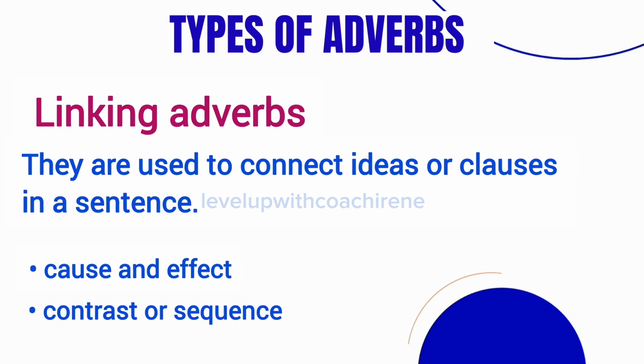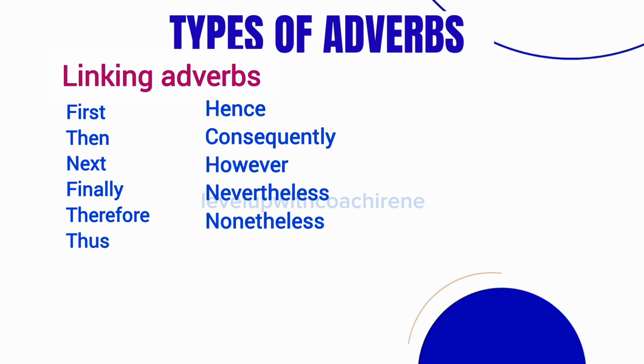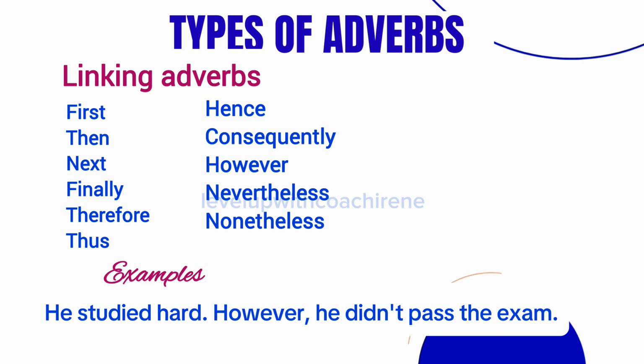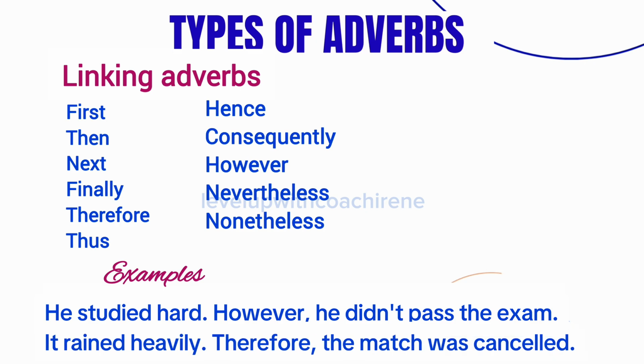Some linking adverbs include first, then, next, finally, therefore, thus, hence, consequently, however, nevertheless, nonetheless. For example, he studied hard, however, he didn't pass the exam. It rained heavily, therefore, the match was cancelled. Whilst linking adverbs serve a distinct role in connecting ideas, they can sometimes overlap with other adverb types based on the relationship they indicate: time, cause, effect, contrast. However, their primary function as connectors of ideas sets them apart from the other categories.